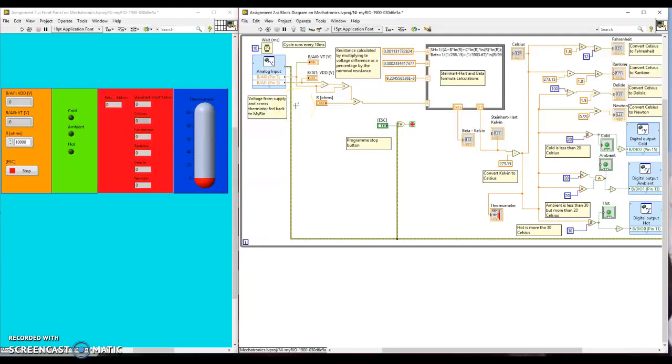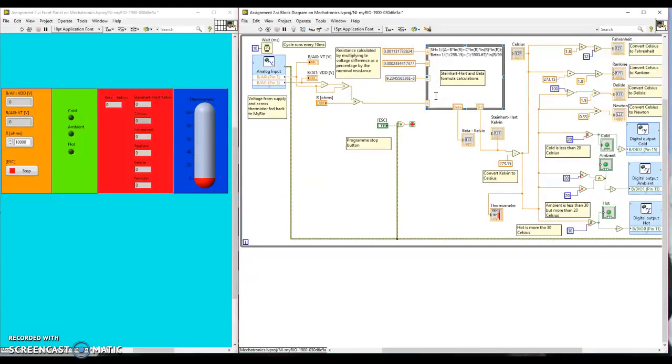These are used to calculate the changes in resistance. This is done by subtracting the potential difference in voltage from the voltage supply, and then this difference is divided by the voltage supply to be given as a percentage. This is multiplied by the nominal resistance of the resistor of the thermistor to give us a change in R.